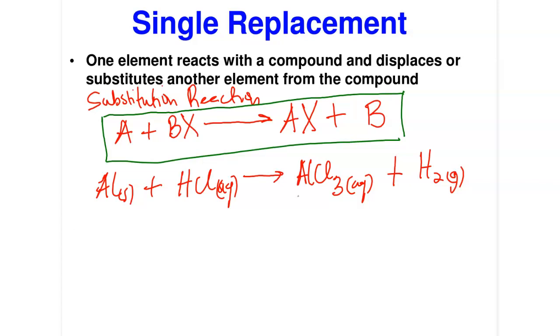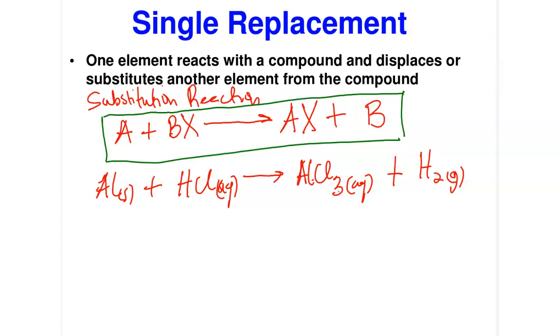Now, the equation is not balanced here. Aluminum is 1, aluminum is 1. Hydrogen is 1 here and 2 here. The chlorine is 3. So what are we going to do? You can start from anywhere to start balancing it. If you want to balance this chlorine, what am I going to do?